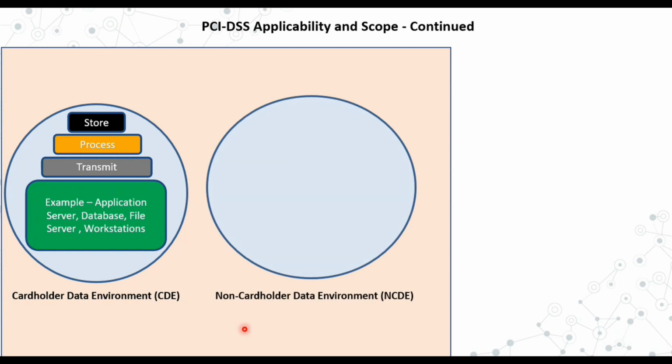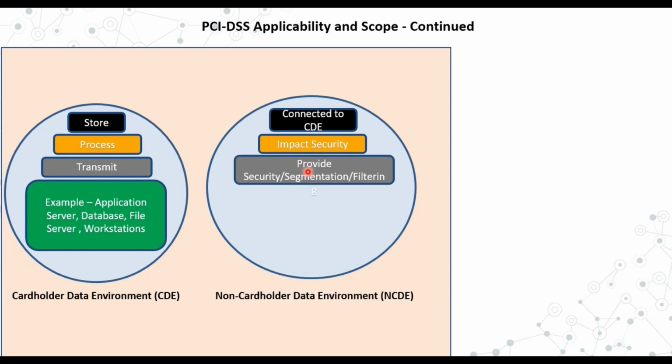Now, I told you to remember the thumb rule, which is store, process, transmit. Now, what is non-cardholder data environment? This is something very interesting. The systems or the network which is connected to the CDE, or the system, network or infrastructure which is going to impact the security of the CDE, and which provides security segmentation and filtering. Here comes your router, switch, and firewall.